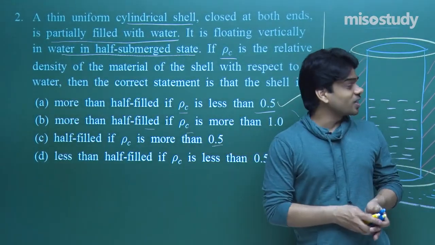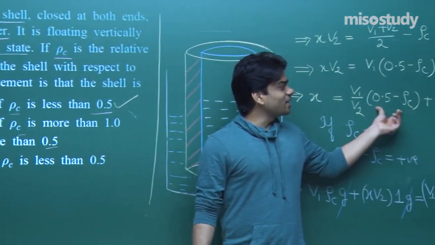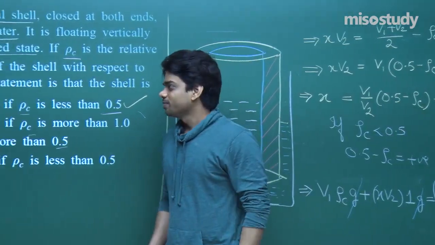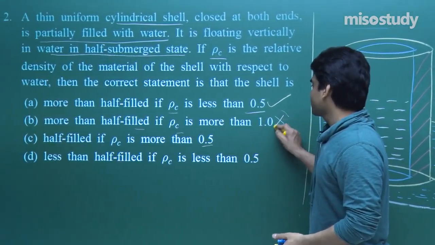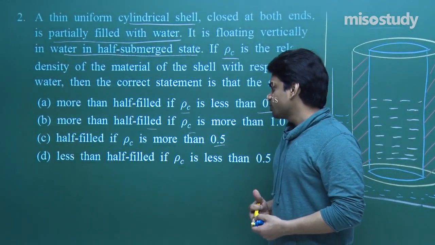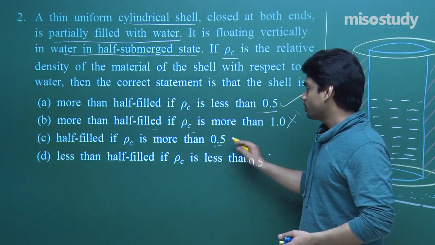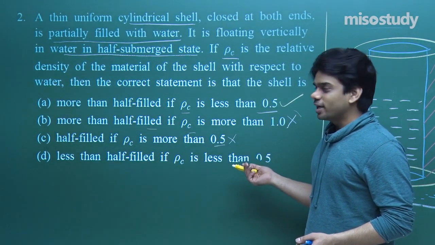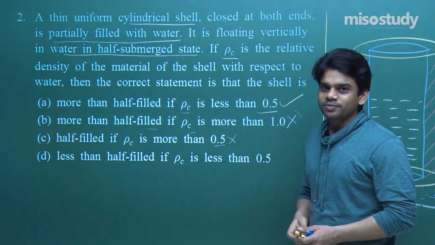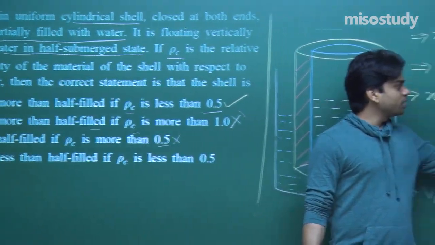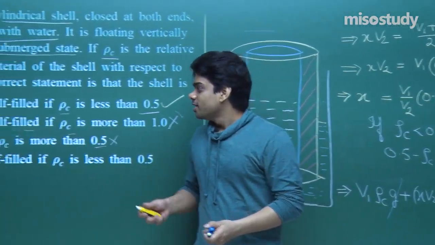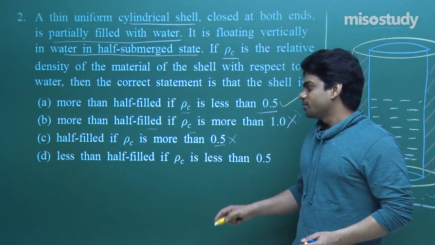If rho C is more than 1, you are going to get a negative value. So again, you are going to reduce it from this, so it will not be more than half filled. So this option is incorrect. C, half filled if rho C is more than 0.5. Not a possibility. We have already checked, it's more than 0.5. Then it cannot be half filled, because for half filled you need this to be 0. The rho C should be equal to 0.5. Because rho C is more than 0.5, it cannot be half filled.